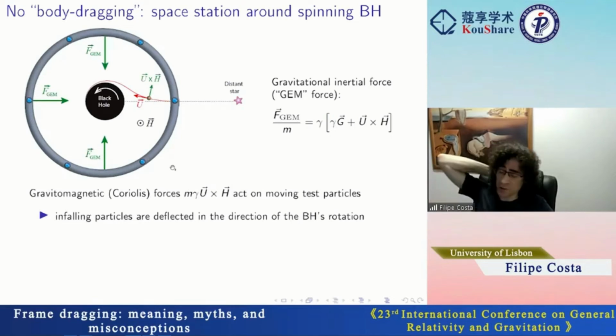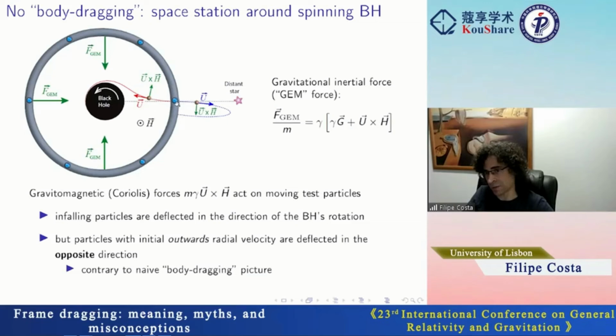And now imagine that the crew starts throwing objects. So they first drop one test particle from rest. As it starts falling, it will indeed be deflected in the direction of rotation of the black hole, because this is the direction of the gravitomagnetic force in this case. But if instead one throws a particle with an initially outwards radial velocity, then it will be deflected in the direction opposite to the black hole rotation. And these lines here are actually the numerical trajectories. And this contradicts the naive body dragging picture.